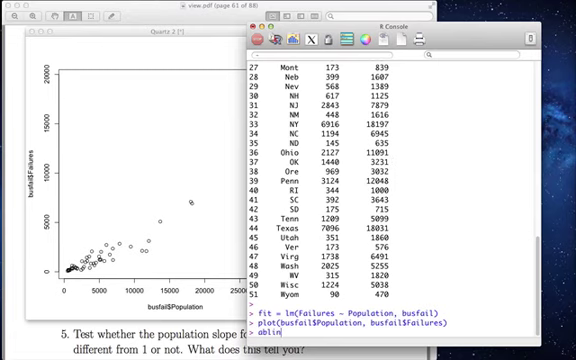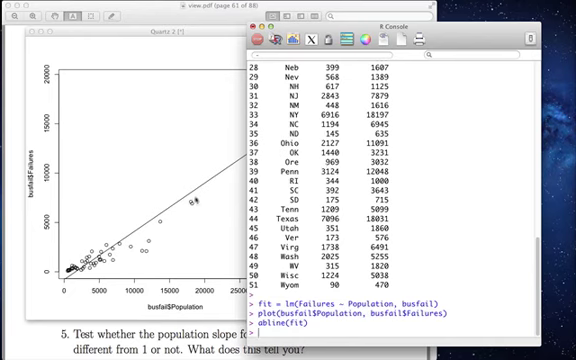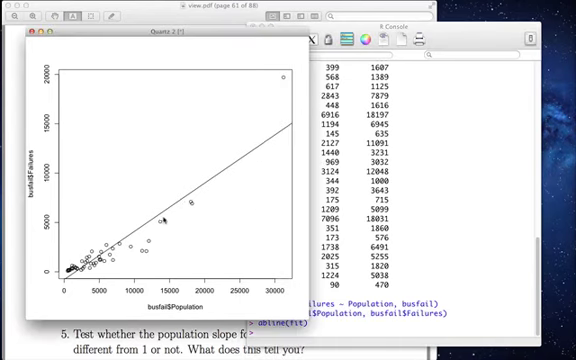If we do an abline of fit, you're going to see a pretty poor fit. The regression line really doesn't pass through the middle of the data. What's happening is this one value up here is pulling the whole line up.